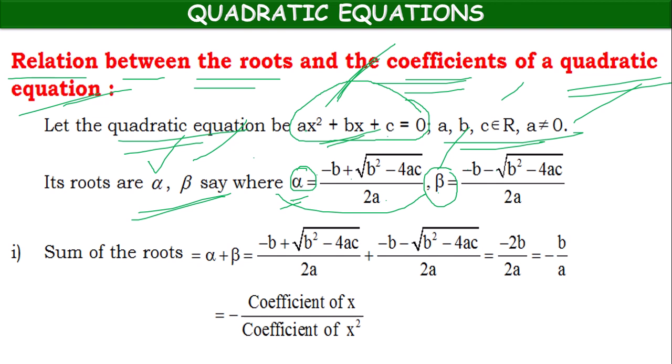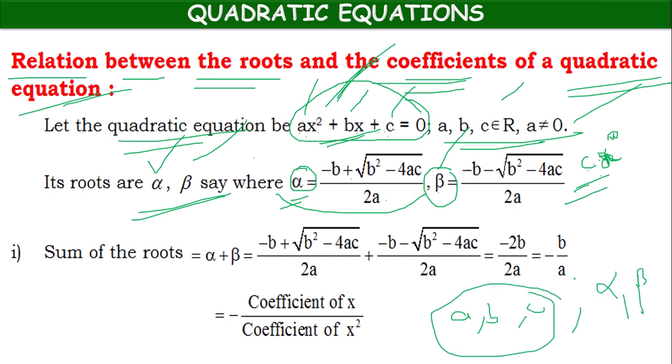Now, in this a, b, c, a is the x square coefficient, b is the x coefficient, and c is the constant, where there is no x term. We can take it as c into x power 0. We can treat it as the constant term or the coefficient of the x power 0 term. Now, we are going to learn the relationship between these a, b, c and alpha, beta. What is the relation between the coefficients and the roots that we are going to learn?